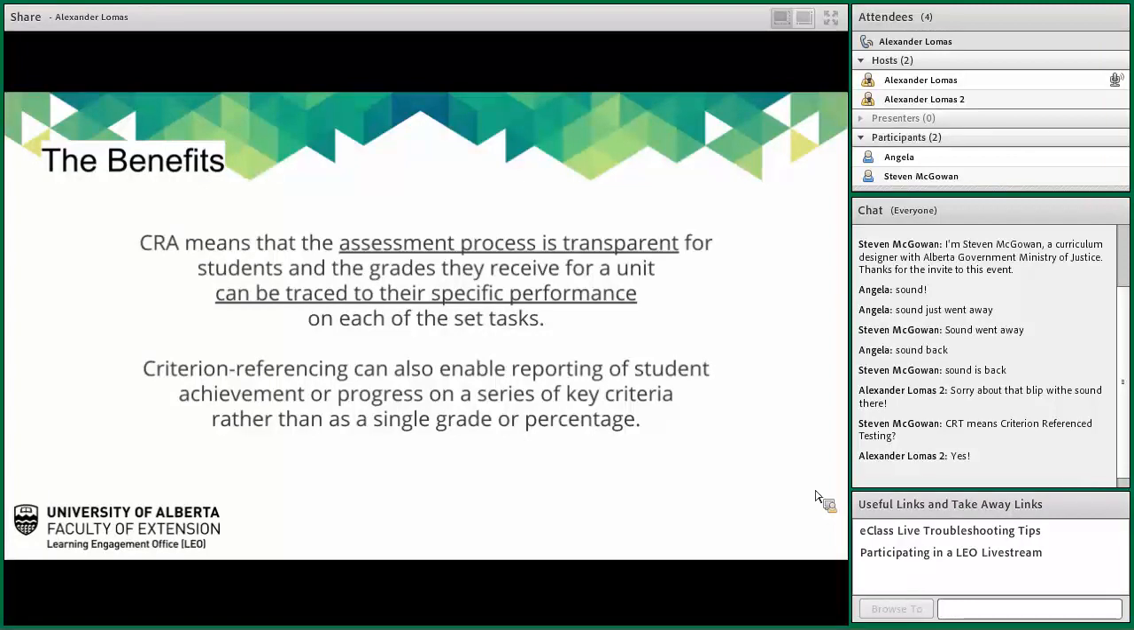It also enables students to report achievement or progress on a series of key criteria rather than on a single grade or percentage. Because we've all been in that class too, where you go for 6 or 8 or 10 or 13 weeks, and at the very end you get a grade, and no idea why. Could be a good grade, could be a bad grade, could be a medium grade, but still no idea why. I went to all the classes, I did all the things that were expected of me, but I still don't know how I got to where I got. So criterion referencing can help with that as well.